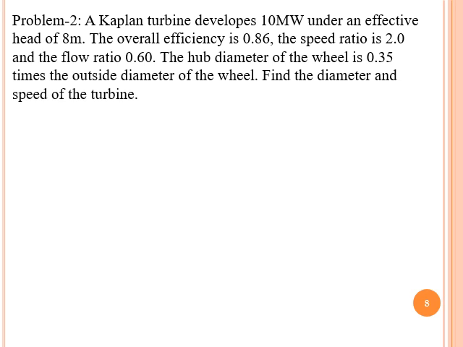A Kaplan turbine is a reaction turbine. The power developed P is equal to 10 megawatt, and effective head H is given as 8 meter. Overall efficiency eta O is equal to 0.86. Speed ratio phi is equal to U by V1, which is 2, and the flow ratio is given as 0.6. The hub diameter or boss diameter is 0.35 times the outer diameter, that means dB is equal to 0.35 times D naught. Now find the diameter of the wheel and speed of the turbine.